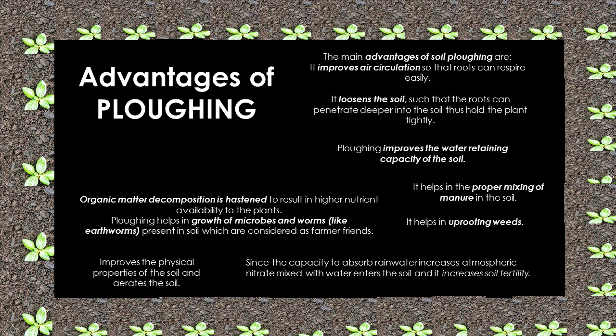The main advantages of ploughing are it improves air circulation so that roots can respire easily. It loosens the soil such that the roots can penetrate deeper into the soil, thus holding the plant tightly. Ploughing improves the water retaining capacity of the soil. It also improves the proper mixing of manure in the soil. It helps in uprooting weeds.